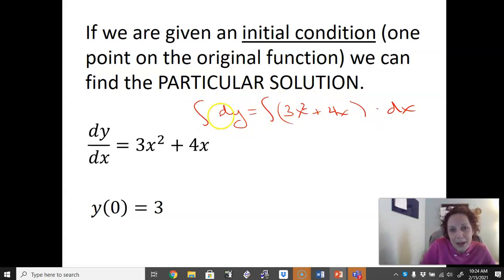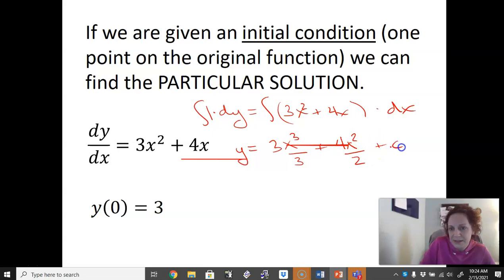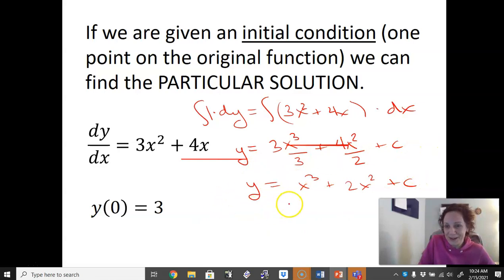All right, so I'm going to put a 1 here. The integral of 1 dy is just y. Over here, 3x cubed over 3 plus 4x squared over 2 plus c. All right, so I end up with y equals x cubed plus 2x squared plus c. This is my general solution, right? This is this entire family of functions.